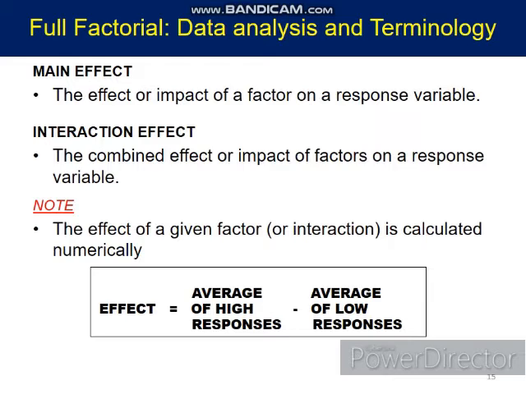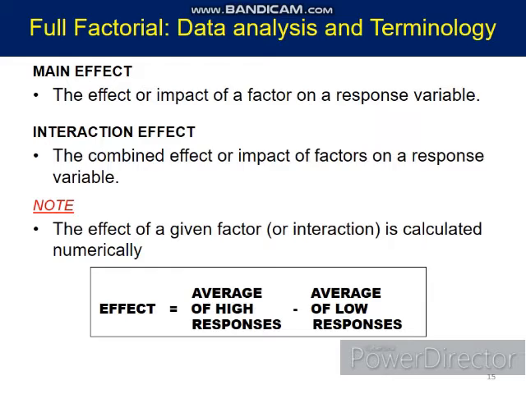So the first thing is main effect. When people say main effect, it basically is the effect or impact of a factor on the response variable. So main effect indicates how a particular factor influences the output response, the response variable. For example, in the case of baking a bread, right?